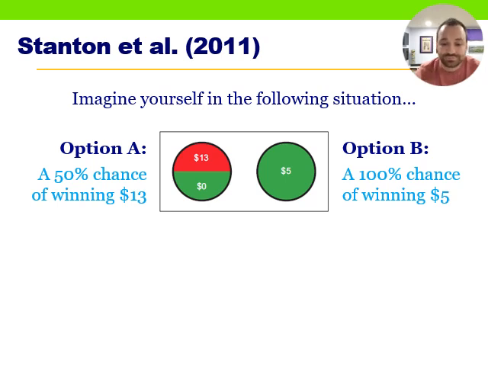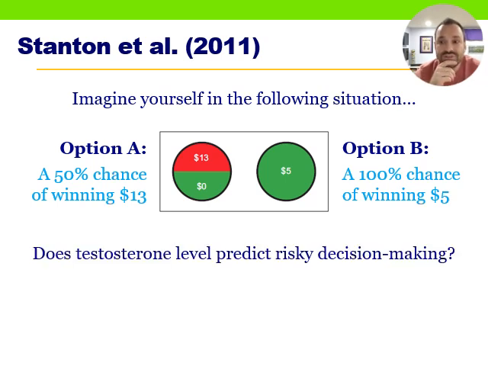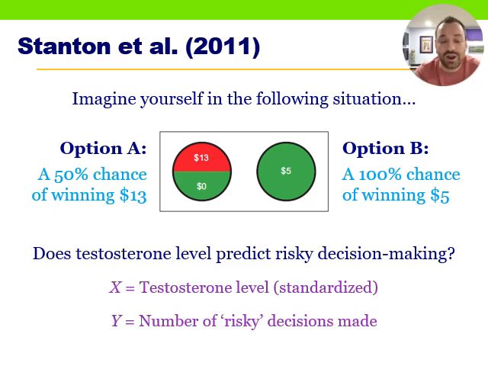The goal of this study was to see whether a person's testosterone level predicts how frequently they choose the risky option as opposed to the safe option, okay? So for the purposes of this study, our X variable is a person's testosterone level. They probably just spit in a cup and measured their testosterone level. Higher numbers mean a higher testosterone level. Y, our outcome variable, is the number of risky decisions that person made. Okay, so the goal here is to see maybe people with higher testosterone make more risky decisions. Maybe people with higher testosterone make fewer risky decisions. We'll find out.